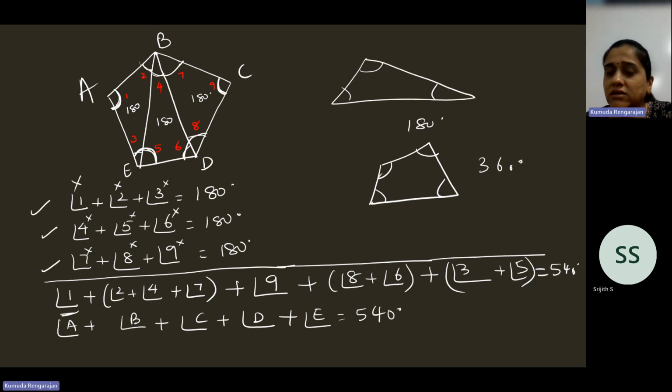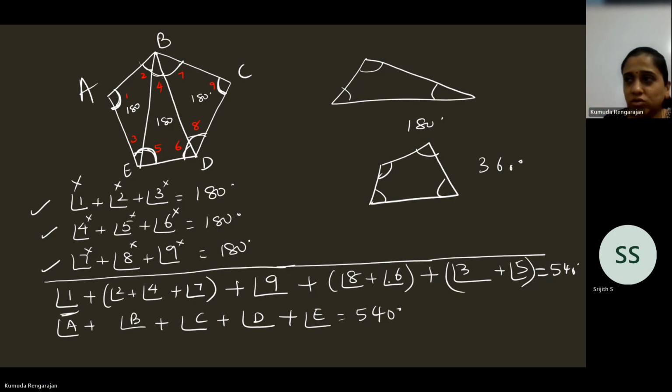Do you understand what's happening? I considered a pentagon ABCDE. I divided the pentagon into 3 triangles. Using the angle sum property, we wrote 3 equations. Then we add all the 3 equations. We group the angles in a desired way so that we get these angles B and D and E. Correct? So when you add, the sum of all the 5 angles is equal to 540 degrees. 180 plus 180 plus 180 is 540.